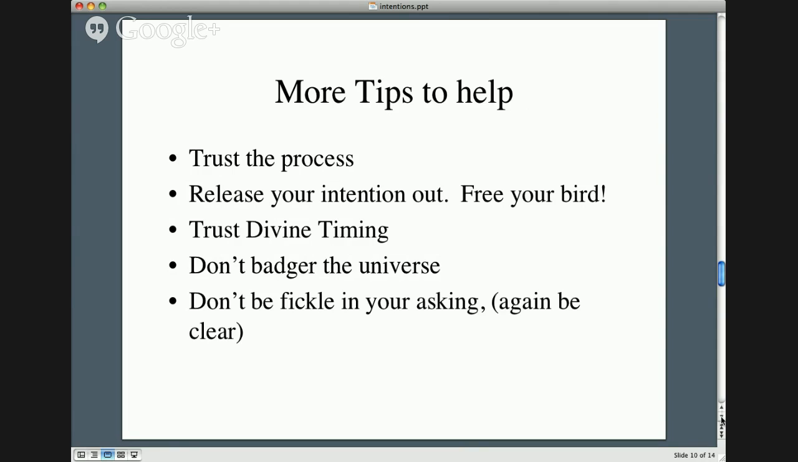Trust divine timing is another one. Sometimes we have something that we want to happen, and there are reasons unknown to us of why it hasn't happened yet. And when it actually does come into play, we're like, oh, that's why. Sometimes it's meeting that special someone in our life when we're like, oh my gosh, I wasn't ready to meet you yet.